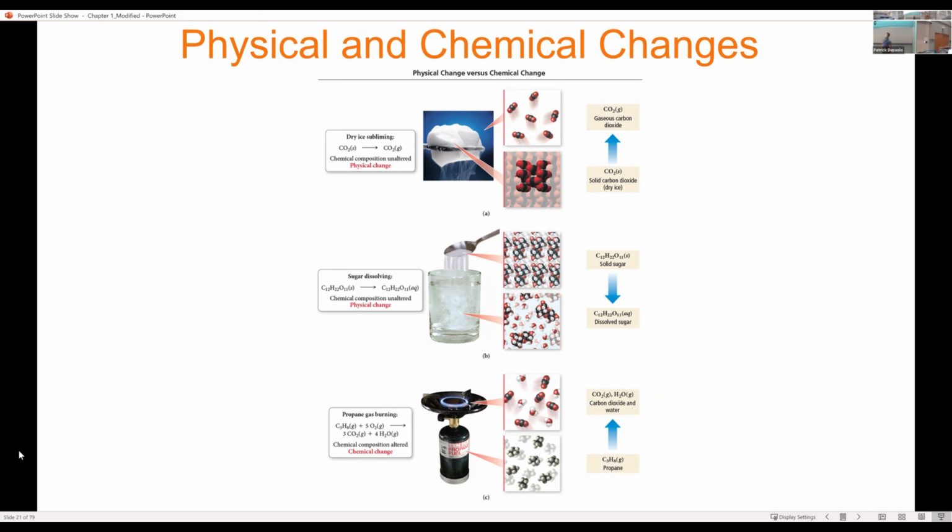With the sugar dissolving, aren't chemical bonds being broken? Sugar dissolving is a good question. His question was, in sugar dissolving, aren't bonds being broken? Sugar and salt dissolve differently. We'll learn about polarity later, but they're both polar molecules. They have charges on them. Water has two charges: a negative pole and a positive pole. The positive end is the hydrogen, and the negative end is the oxygen.